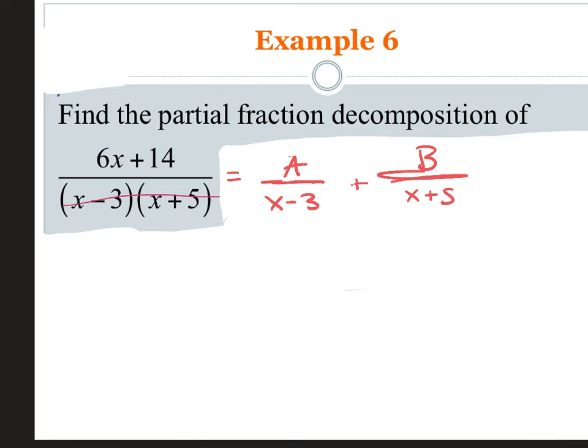The next step is we want to multiply the top and the bottom of our first fraction by whatever is missing from our denominator that we started with. So we have x minus 3, so we need to multiply the top and the bottom by x plus 5, because that's what's missing. We do the same thing for our second one, but here x minus 3 is missing, so we multiply the top and the bottom by x minus 3.